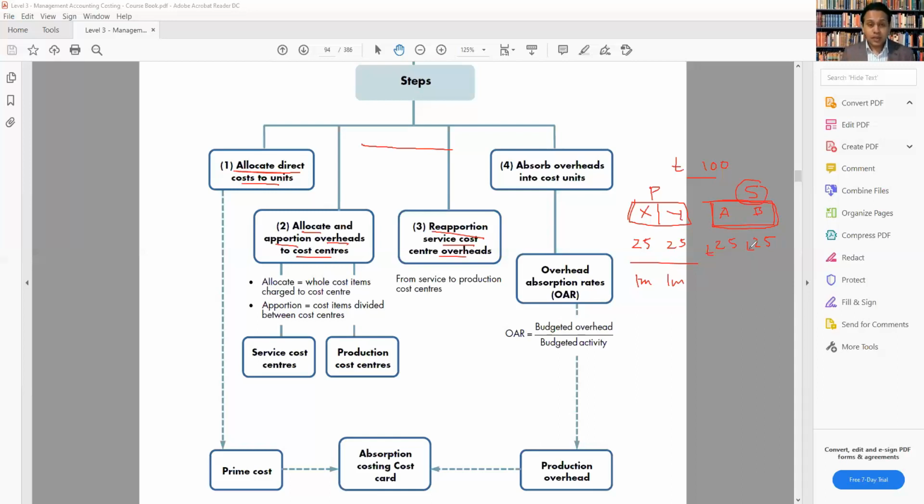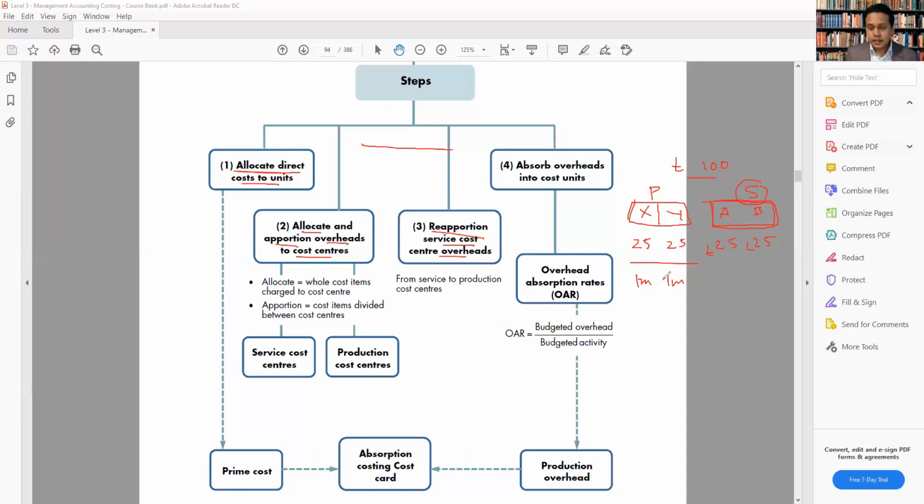The people who give the service, the reason is Argos is there. If there is no Argos, there will be no store. So the store is only there to give the services because they will be selling the product. So all the service department cost at the end has to be borne by the production department.